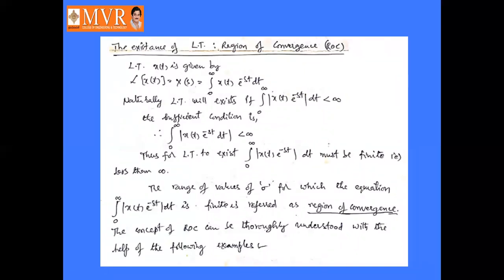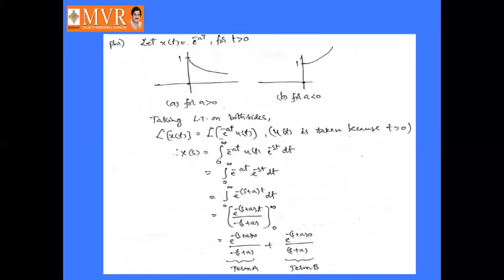Next, we will see the region of convergence. The region of convergence of the Laplace transform is the range of values of sigma for which the integral from 0 to infinity of mod x of t into e power minus st dt is less than infinity. Okay, it must be some finite value. So the range of values of sigma for which this integral must be less than infinity is nothing but the region of convergence.